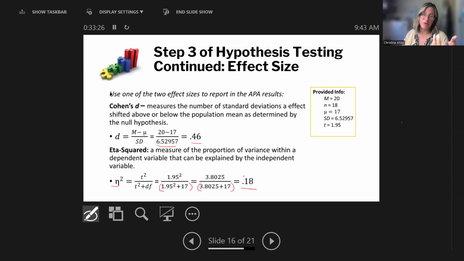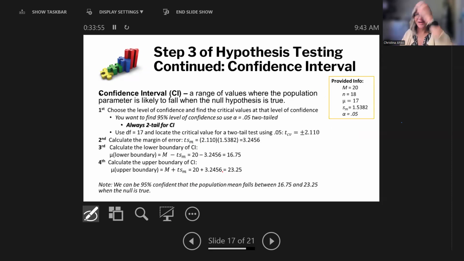If we convert that to percentage, it means that 18% of the variance in the dependent variable, meaning the scores or study hours. Study hours was our dependent variable, can be accounted for by where they live, the dormitory. 18% of those results can be accounted for by which dormitory they live in. Still not done with step 3, unfortunately. Sorry. Now we calculate our confidence interval.